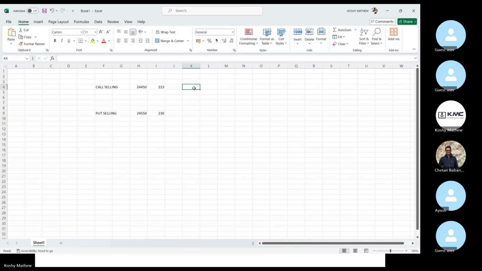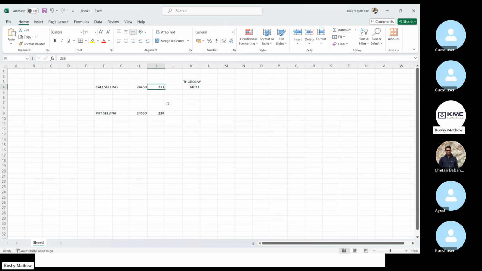If this call seller has to make a loss, remember what I'm saying, Nifty has to cross 24,673 by expiry, go beyond 673. Then only the call seller makes a loss. This is on a Thursday, Thursday is the expiry. The call seller will only make a loss by Thursday if Nifty crosses 24,673.